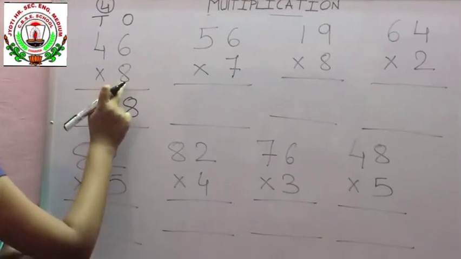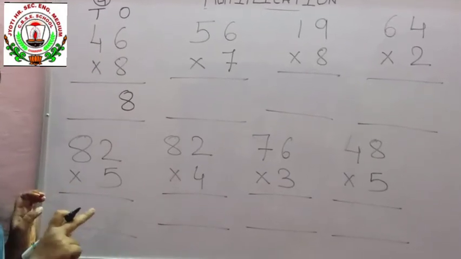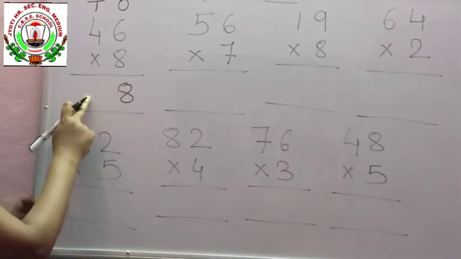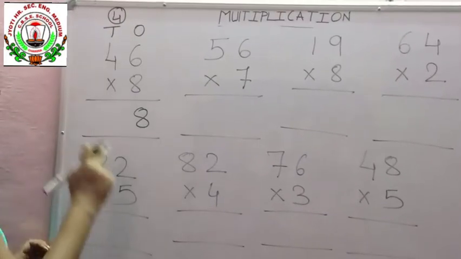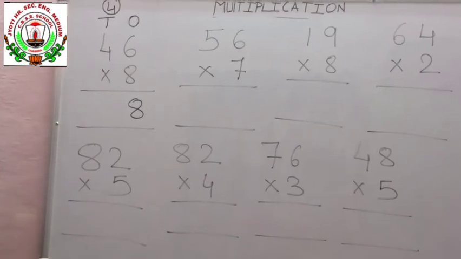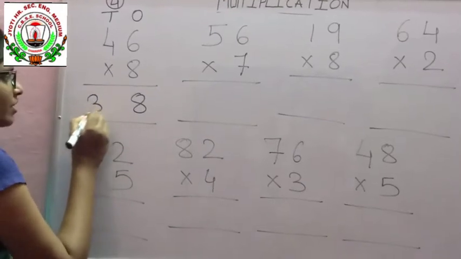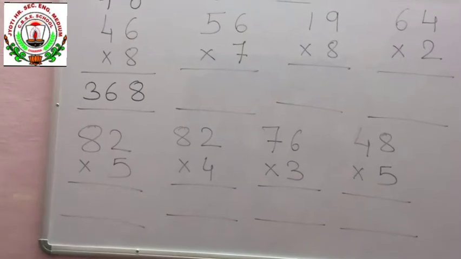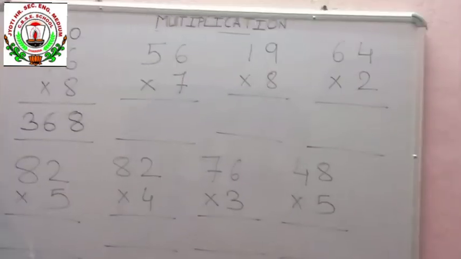Okay, now 8 fours. 8 ones are 8. 8 twos are 16. 8 threes are 24. 8 fours are 32. So we have to add this 4 to the 32. So 32, 33, 34, 35, 36. What will come here? 36. Means 46 into 8, the answer is 368. Okay. Next question.